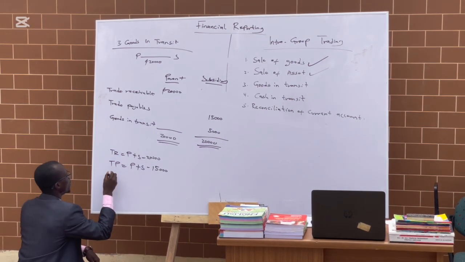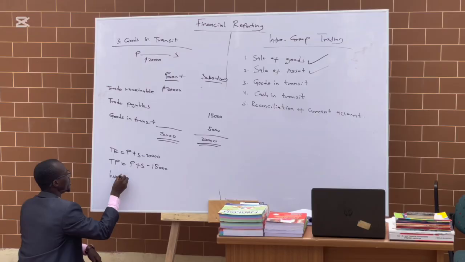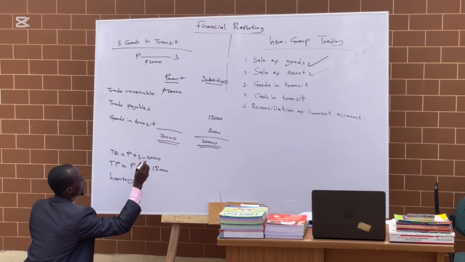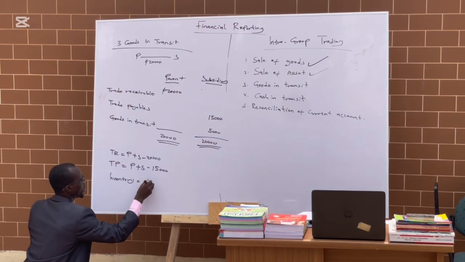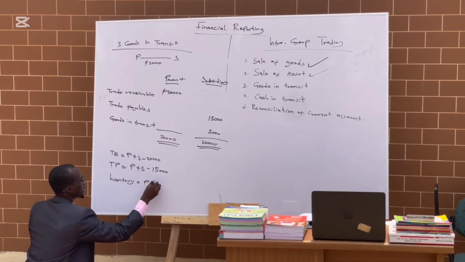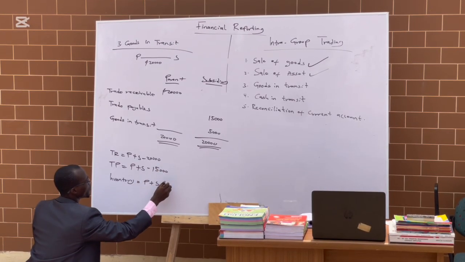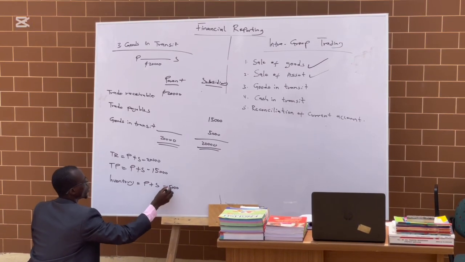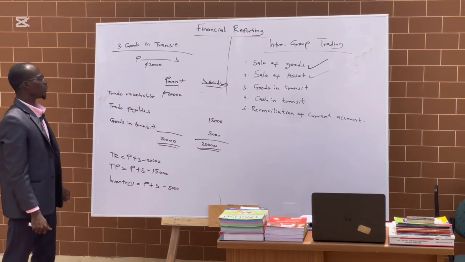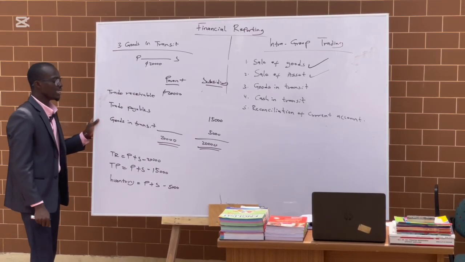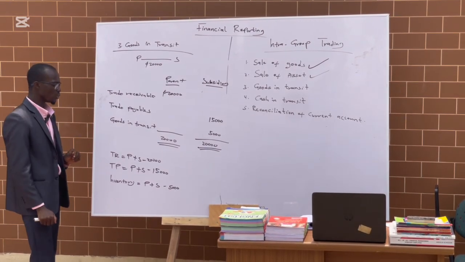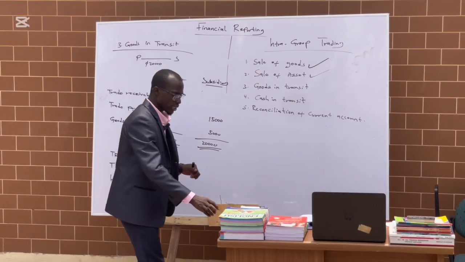Then you go to inventory. For the inventory, you need to subtract the goods in transit of 5,000. So you bring the parent inventory plus the subsidiary inventory, and you subtract the goods in transit of 5,000 from it. So ladies and gentlemen, this is how the computation for goods in transit is supposed to be done. It is very, very similar to the cash in transit. This is how goods in transit is going to be done.